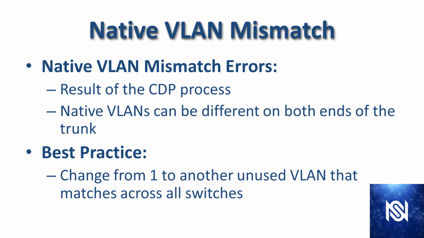All right, now the concept of a native VLAN mismatch. If you do have a trunk with mismatched native VLANs, you will get errors, and those errors come from the CDP process. To avoid this, the best practice is to also not use native VLAN 1, and that's for security concerns. If you do leave it as VLAN 1, it leaves you open for an attack, because it gives the attacker the ability to guess that it's native VLAN 1. So the best practice is to pick another unused VLAN and use that as the native VLAN on all the switches.